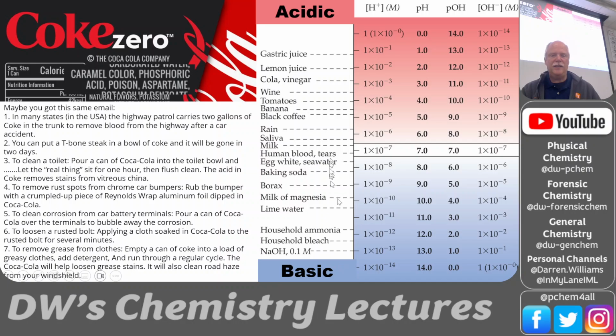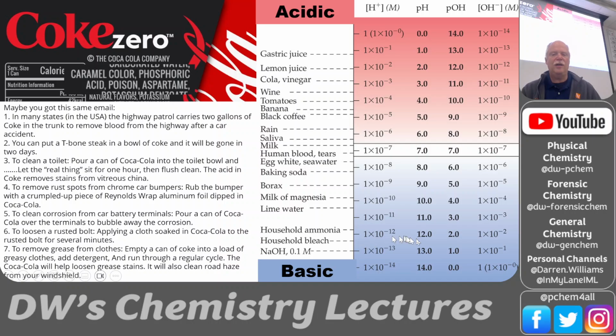And then you get into the basic compounds like baking soda, borax, milk of magnesia. What is that? Well, if you got a little acid reflux or whatever, you can take some milk of magnesia or Tums or something like that. And those are basic substances, and they help counteract some of the acid in your stomach.